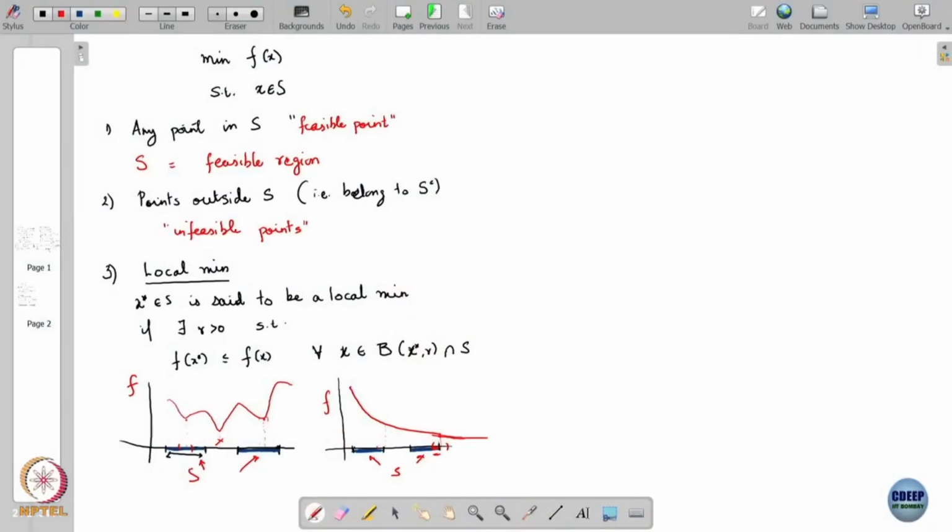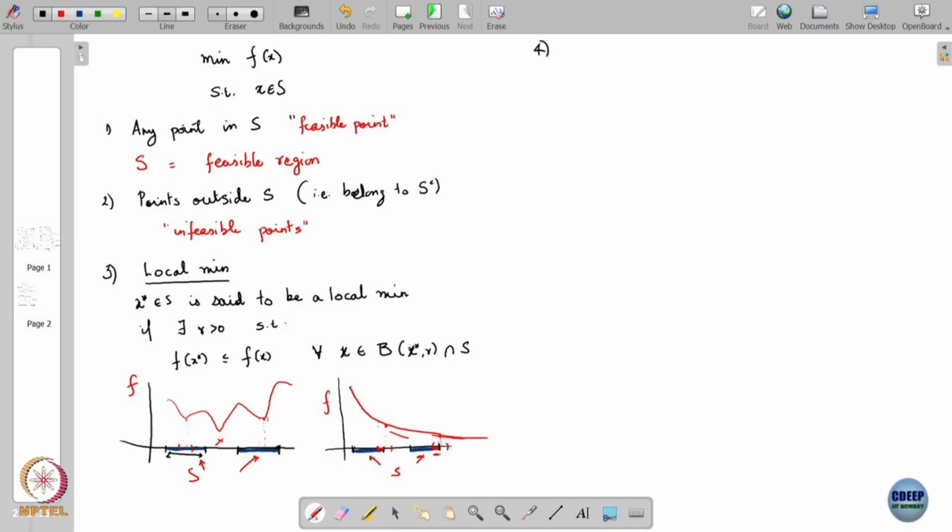Any other local minimum? What is the other local minimum? If I take the right end point of the left segment, again around this I can draw a ball like this. The ball intersects only this part, and in this part this is the least. It is not at all relevant to the optimization problem that the function has further decreased here and so on. All of that is not relevant, because after all we are comparing only with points in S. Is that clear?